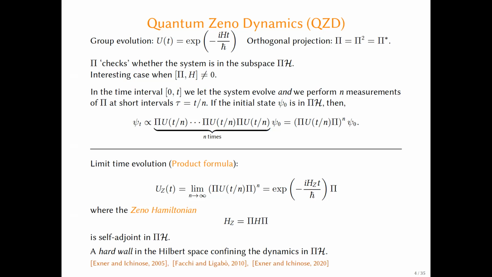But if we measure very frequently, we are able to confine the state of the system in a proper subspace of the space, because the dynamics becomes unitary in this subspace. So the Zeno procedure produces a hard wall on the Hilbert space. Okay?